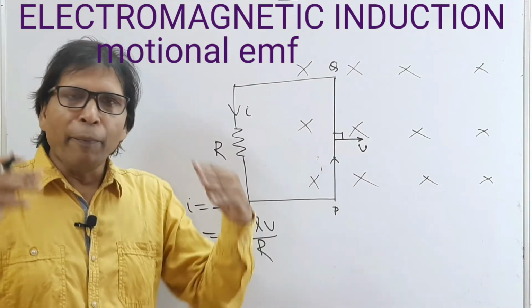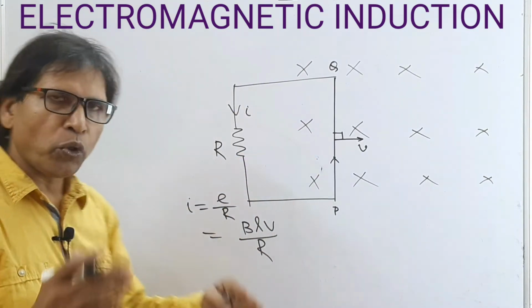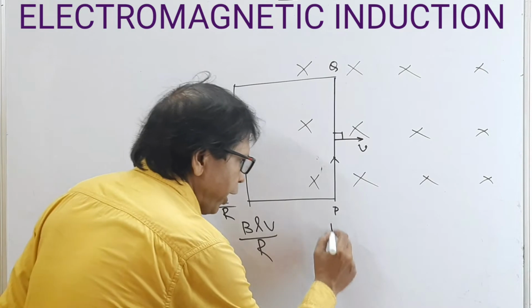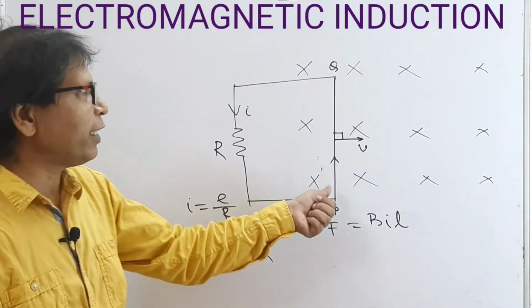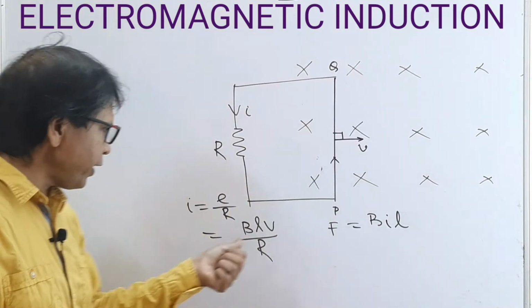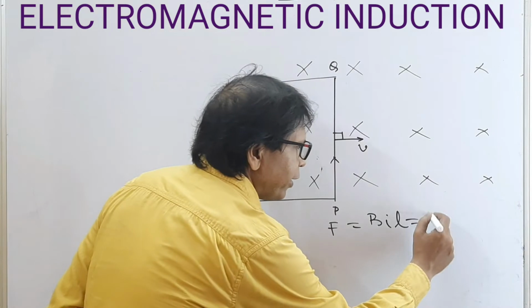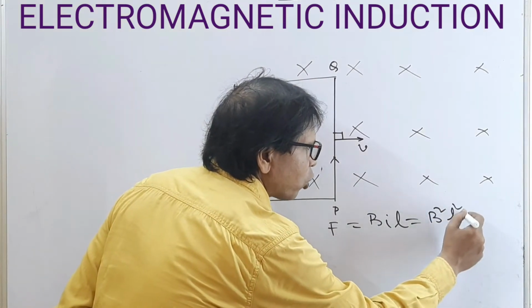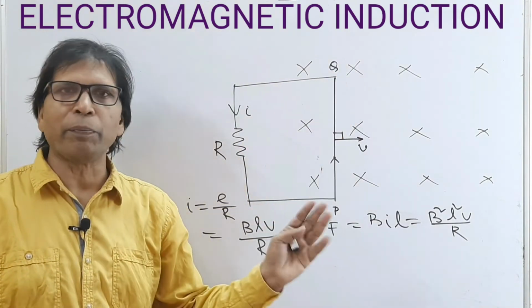Understood? Now, the magnetic force experienced by PQ due to its motion is F equal to BIL, where I is the current through PQ. This current I equals BLV by R. So look at this, the force experienced by PQ is B square L square V divided by R.